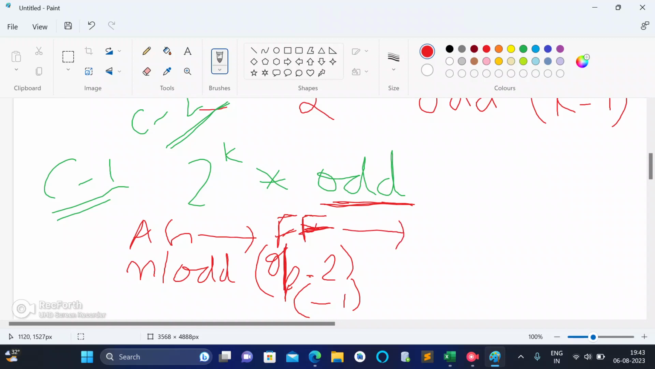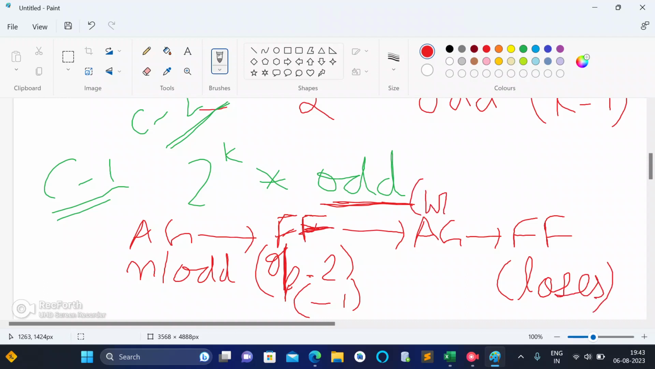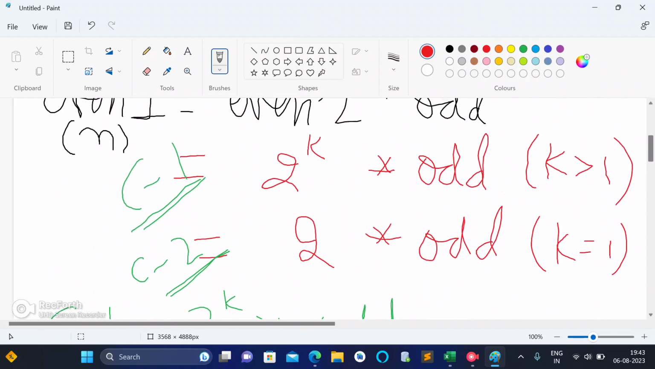As fastest finger subtracts 1, the number becomes odd. Then Ashish will say, okay, now the number is odd, so I will divide that odd number by itself only. As soon as he divides the odd number by itself, the number becomes 1. After that, fastest finger will say, I won't be able to make any move because the number is 1. So fastest finger loses and Ashish Gupta wins.